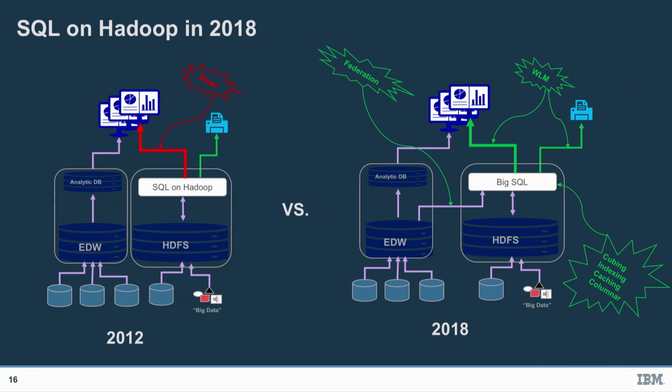So comparing 2012 and 2018, in 2012, the interactive BI was too slow for SQL and Hadoop. In 2018, we see a green arrow there. So the engine can handle both reporting and interactive BI. It's using workload management to meet the SLAs of both kinds of workloads. And it might leverage federation to combine data from HDFS and the legacy warehouses.